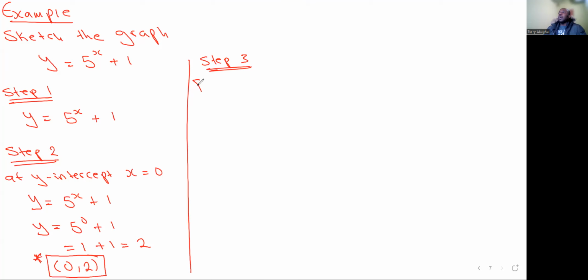So we're going to start with x is equal to 0. Anywhere you see x, you put 0, and that will give us 5 raised to the power 0 plus 1. So 5 raised to the power 0 will give you 1, plus 1, and this will be equal to 2.